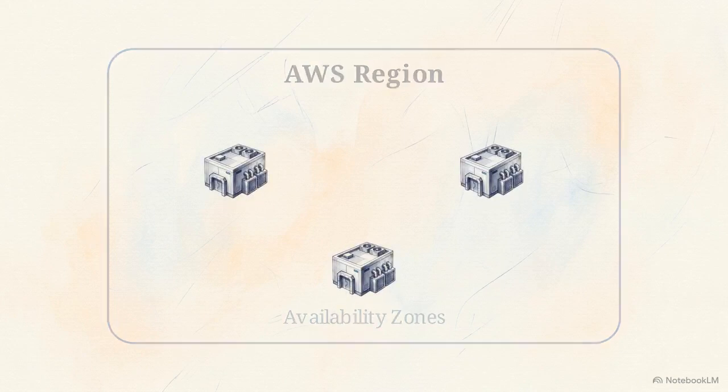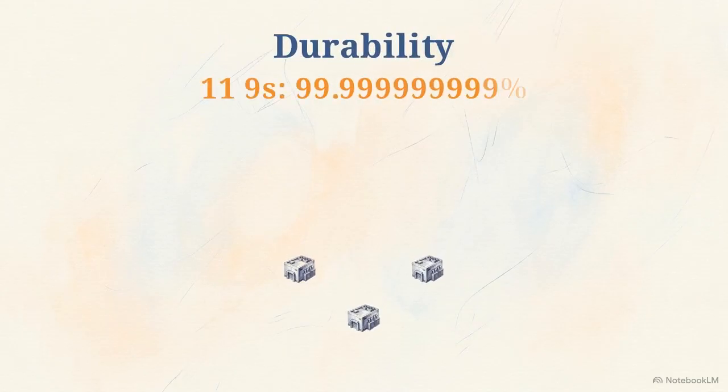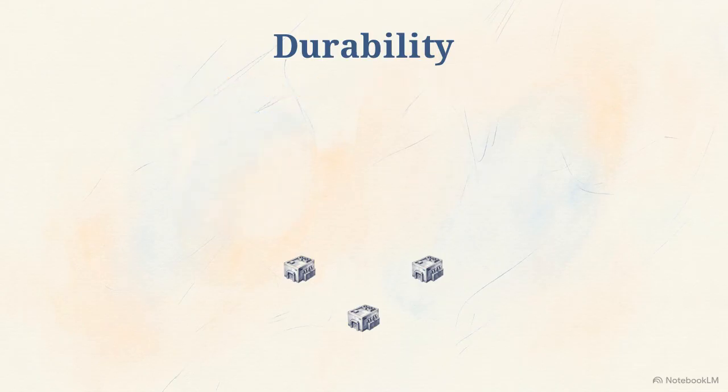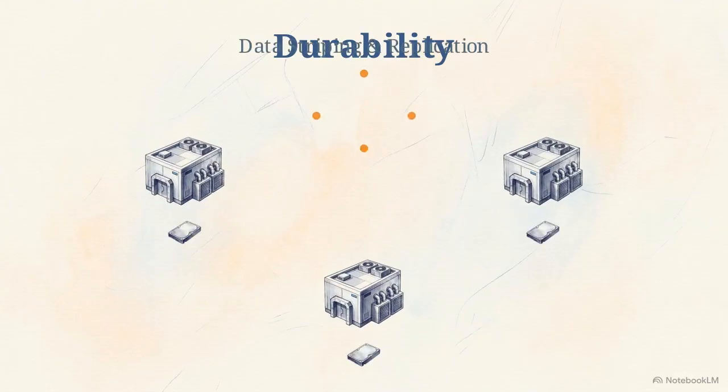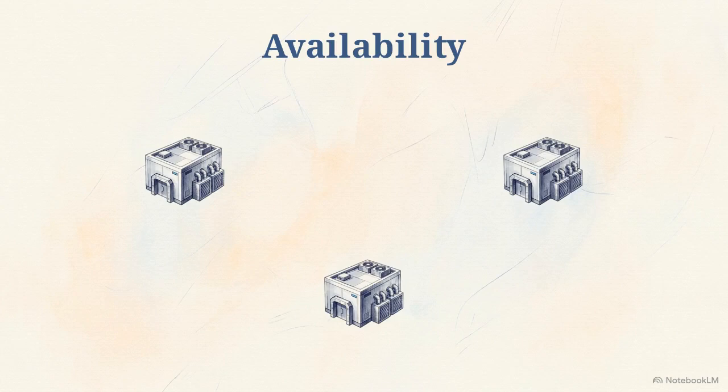To establish our baseline, we must separate two metrics that are consistently confused: durability and availability. Durability measures physical resilience, the likelihood of your data surviving disk corruption, drive degradation, or complete hardware failure. S3 guarantees 11 nines of durability across all storage classes. Statistically, if you store 10 million objects in S3, you can expect to lose exactly one object once every 10,000 years. AWS achieves this by automatically striping your object data and copying it across these isolated facilities.